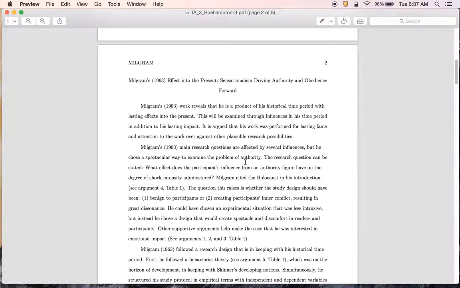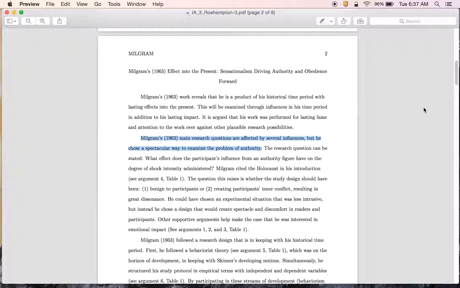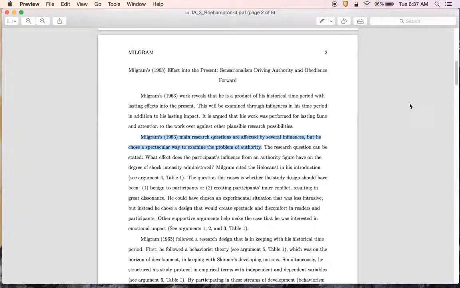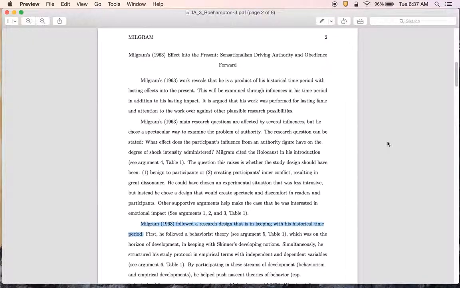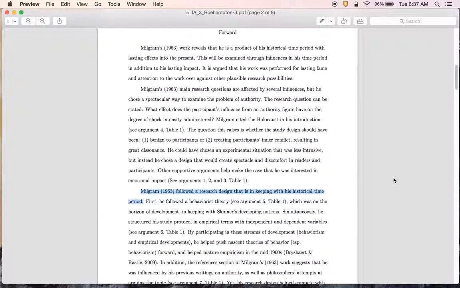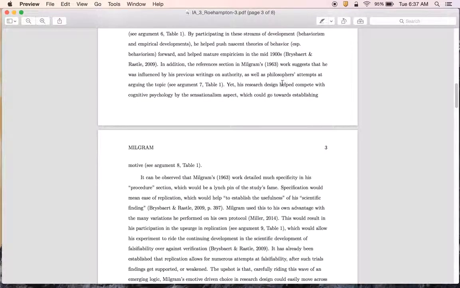So I start off with the first point. The main research questions are affected by several influences, but he chose this particular way to examine the problem of authority. All right, so that's my first point in that paragraph. Then I have the second sentence, which feeds back into the thesis, right? He followed a research design that is in keeping with the historical time period, and from there I argue my point.